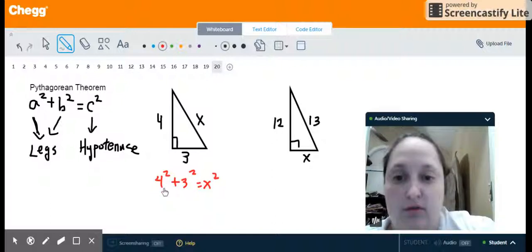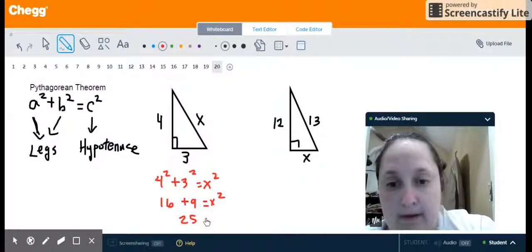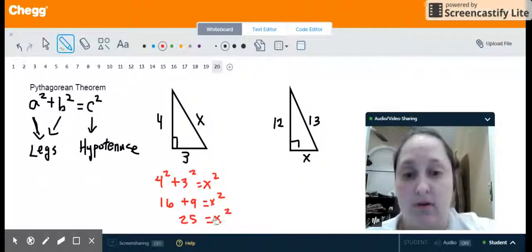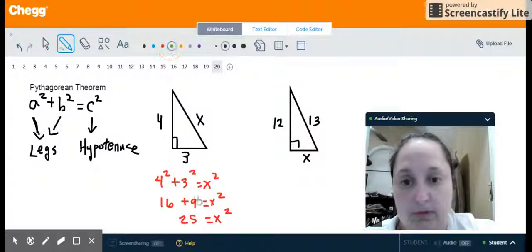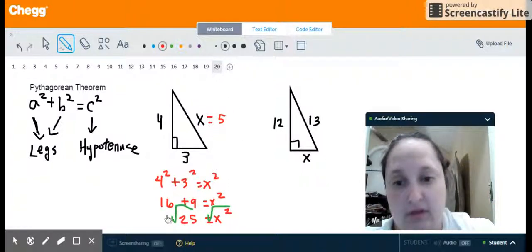Okay, I'm going to work this out. 4 squared, we have 16. 3 squared is 9. Okay, gives us x squared. 16 plus 9 is 25, which is still x squared. Now, how do we get rid of a square, you might ask? Well, to get rid of the square, we do the opposite or the inverse, which is the square root. I'm going to switch colors here. So we're going to take the square root of both sides. That means the square root of 25 is 5. So in this case, x equals 5 because the square root of 25 is 5.